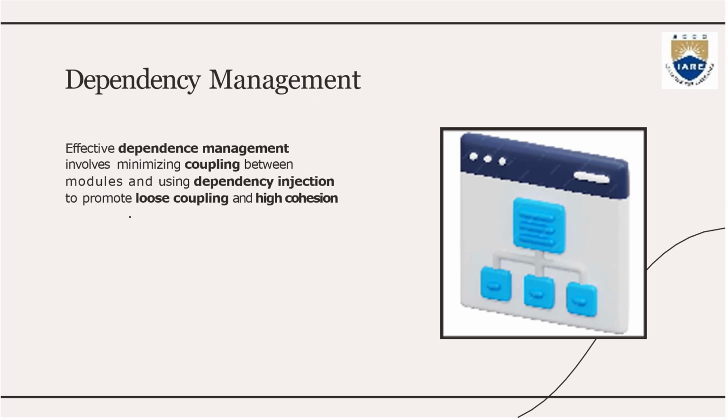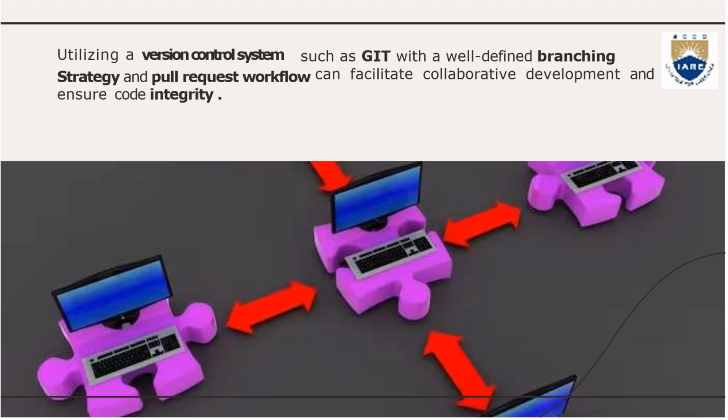Object-oriented analysis and design (OOAD) is a technical approach of analyzing and designing an application, system, or business by applying object-oriented concepts and techniques. OOAD involves a number of steps and practices. Utilizing a version control system such as Git with a well-defined branching strategy and pull request workflow can facilitate collaborative development and ensure code integrity.